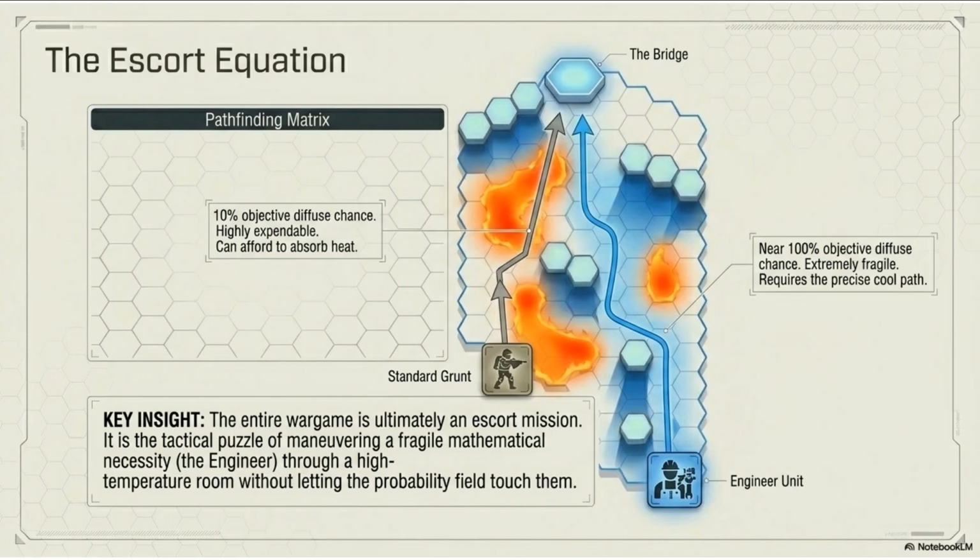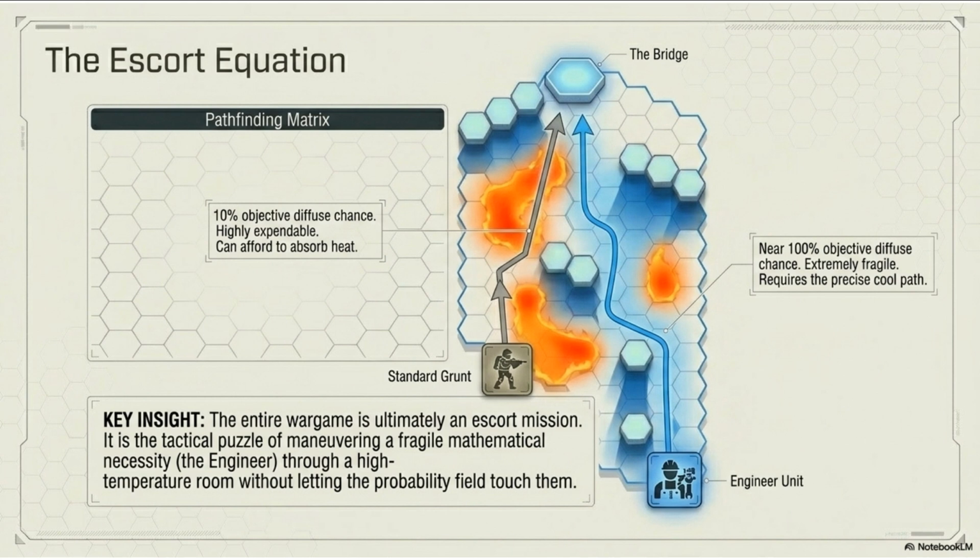So the mission isn't just kill the red guys anymore. It's get the engineers to the black hole without letting them die. Exactly. You have to escort this very fragile, very important package through a very high-temperature room. And this circles all the way back to the shadows we talked about. If I'm the blue player, I'm not looking for the best place to shoot from. I'm looking for the cool path. You're looking for the thermal exhaust port.